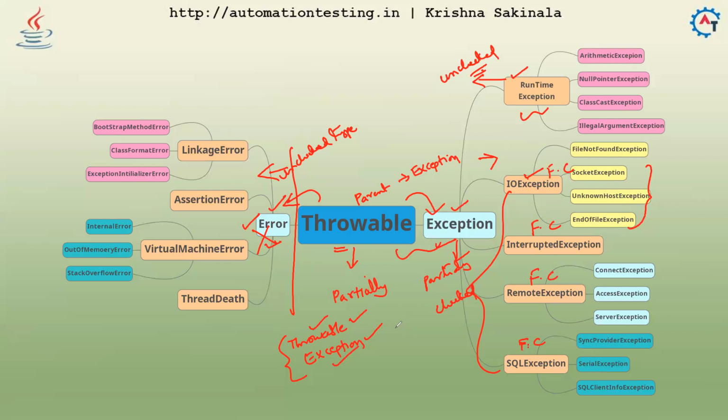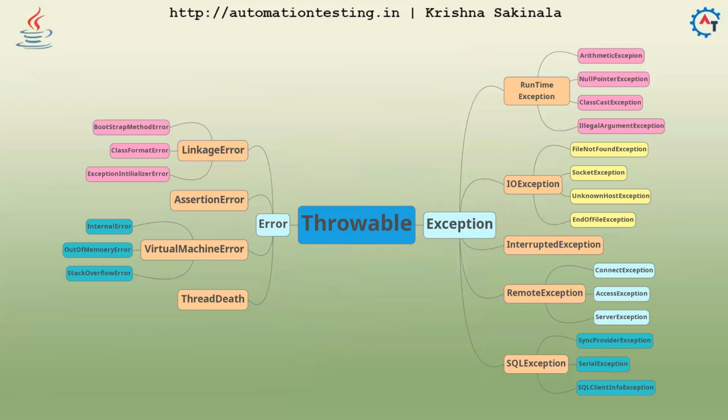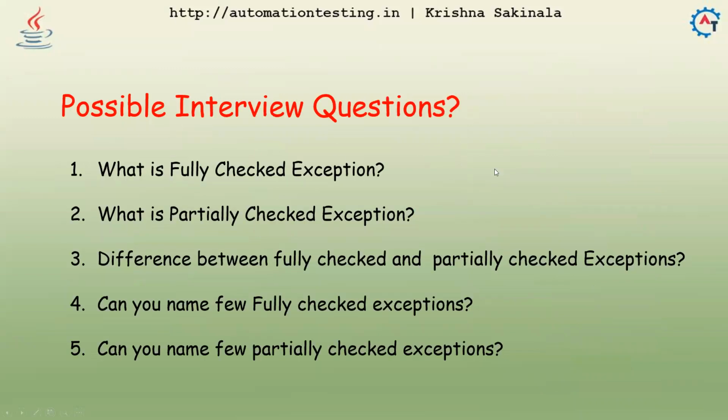So this is all about fully checked and partially checked exceptions. Possible interview questions here: What is a fully checked exception? What is a partially checked exception? What is the difference between these two? Can you name a few fully checked exceptions? Can you name a few partially checked exceptions? Coming to partially checked, you have only two, Throwable and Exception. Okay, that's all in this video. Thank you.